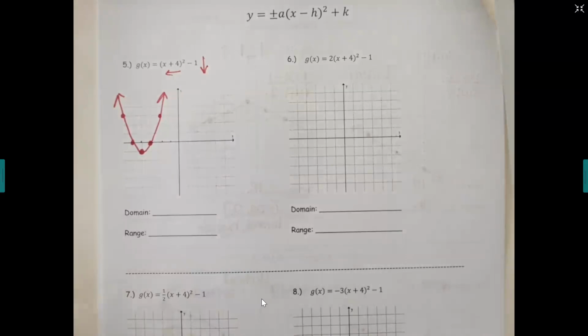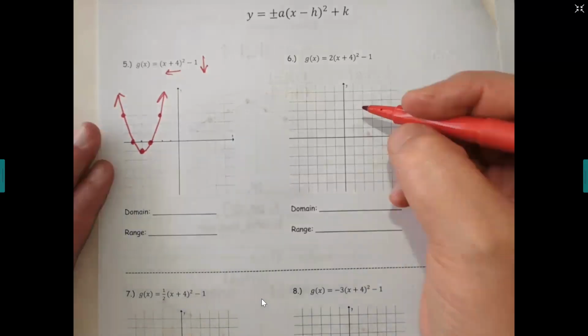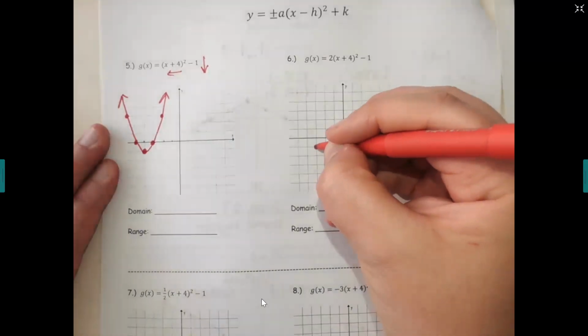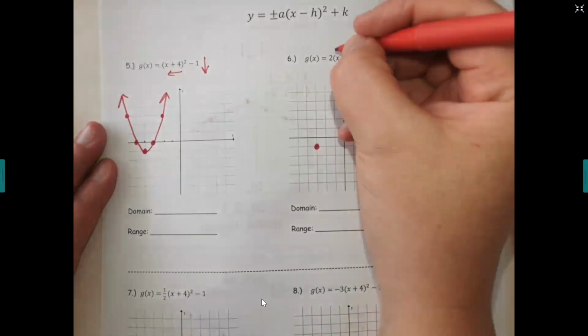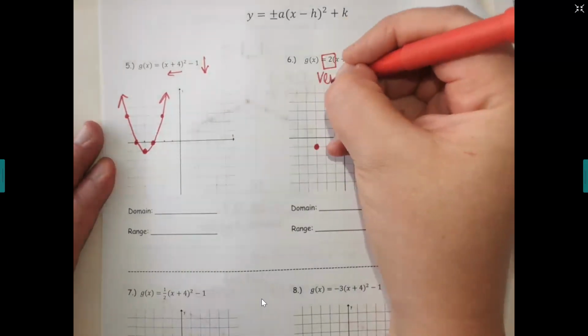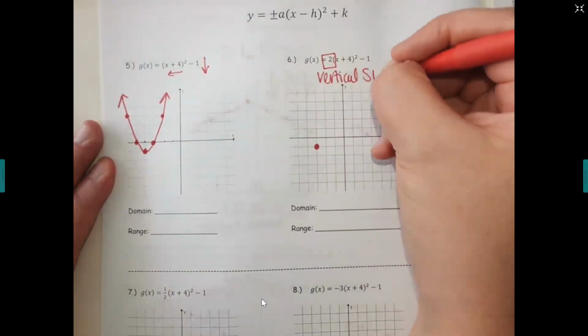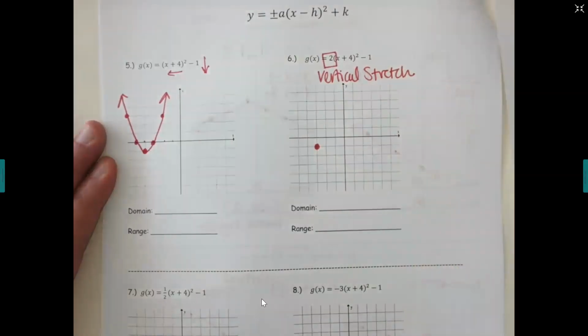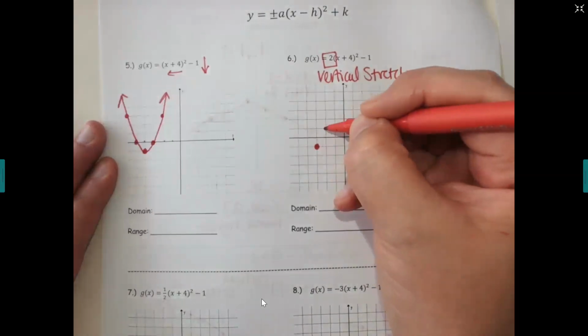Okay, now take a look at the very next question. You'll notice that the translation part is the same. I'm still going to go to the left 4. I'm still going to go down 1, but what do I have that's new? The 2 is going to stretch it. So put your initial dot in the same spot at -4, -1. But this is going to be a vertical stretch on your graph so that instead of you going only up 1 box, you're going to go up 2 boxes.